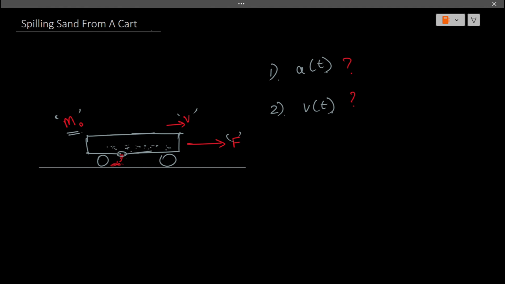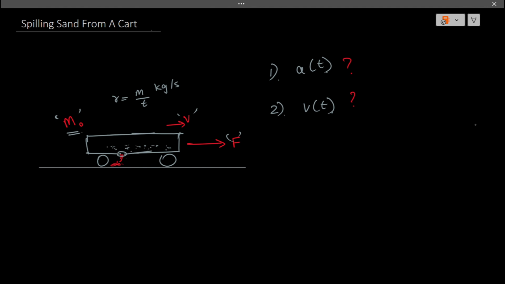Now let us call the spilling rate of the sand from this cart R. So R has to be some sort of mass divided by the time period. R is basically the rate at which sand is being spilled on the tracks from the cart. So R is m over t in terms of unit, so it's like kgs per second.